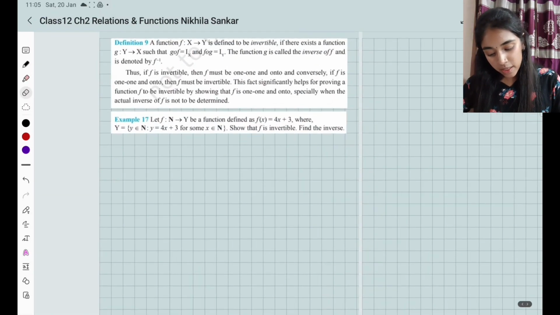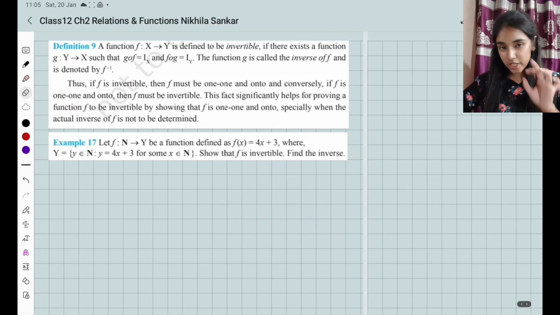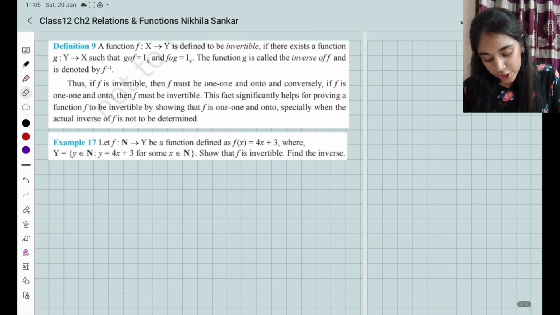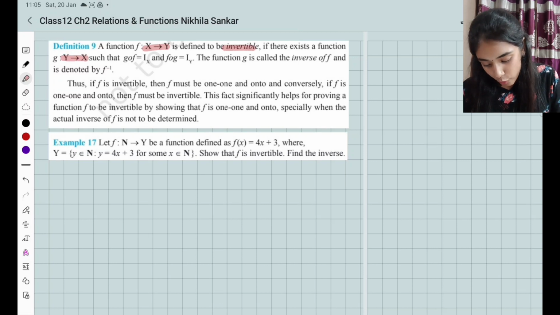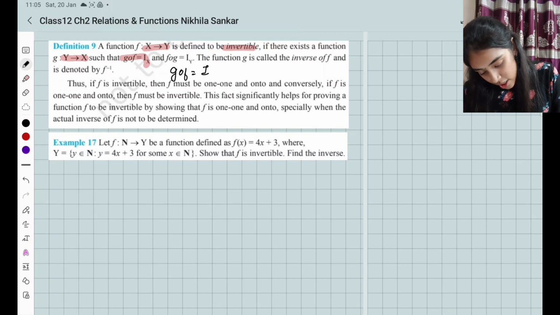But next, the topic we are going to see is invertible function. So let's see the definition. You have a function f from x to y. It is defined to be invertible if there exists a function g from y to x such that g of f equals I of x. What does that mean? Remember, g of f of x is in terms of I of x. Correct?